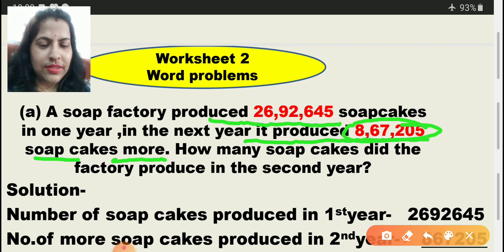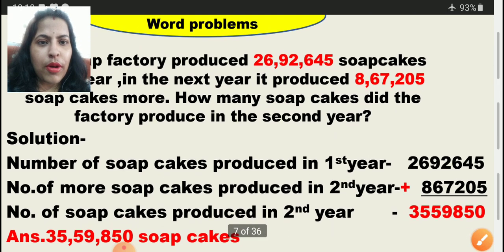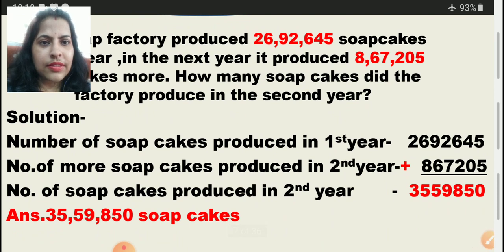Now the question is, how many soap cakes did the factory produce in the second year? Now we'll come to the solution. Now the first statement, and you know very well that for a word problem we have to start by writing proper statements that you will find only in the question. You will get all the words in your question itself to write the proper statement.